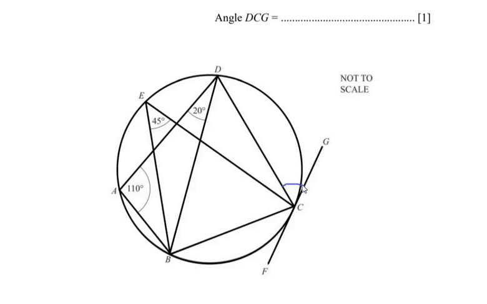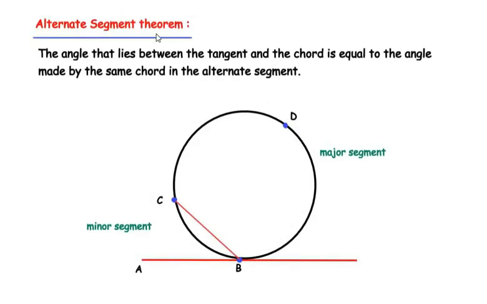To find this angle, we have to make use of another circle theorem, which is the alternate segment theorem. It states that the angle that lies between a tangent and the chord is equal to the angle made by the same chord in the alternate segment. Here we have drawn a circle and a tangent AB touching the circle at point B. We have drawn a chord BC from the same point B in such a way that the chord divides the entire circle into two segments. One is the small segment called the minor segment, and this is the larger segment called the major segment.